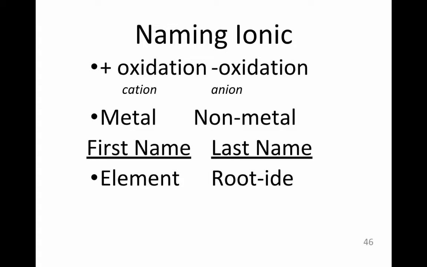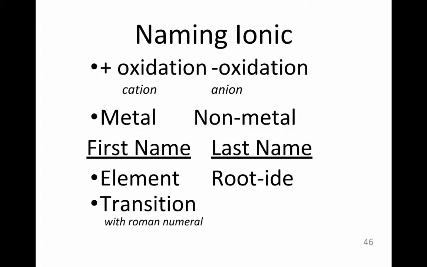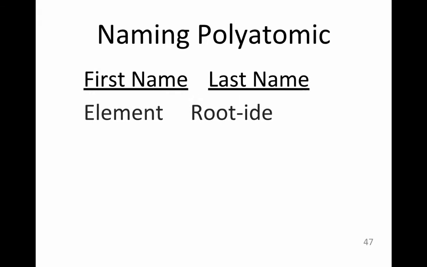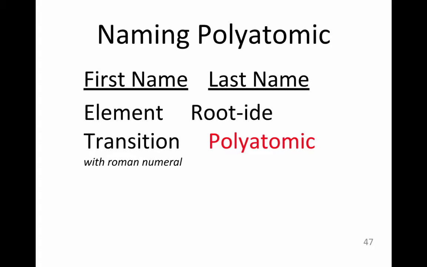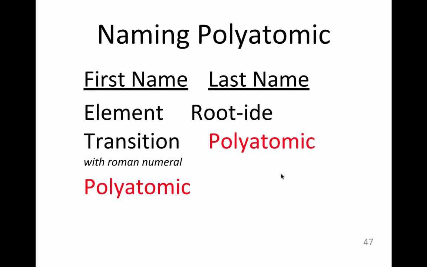The first name could be an element, the last name could be an element, and we use a root-ide system to name it. The first name could also be a transition metal, which does require a Roman numeral. Okay, that's straight ionic. When you name with a polyatomic, you could have an element with a polyatomic or a transition metal with a polyatomic, and again, that polyatomic would be a negative polyatomic here. If you use a positive polyatomic, you could bond that to a root-ide when you name it, or to another polyatomic.